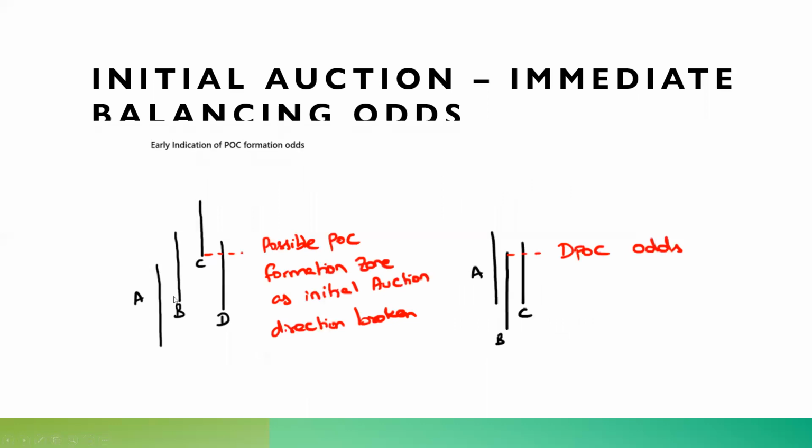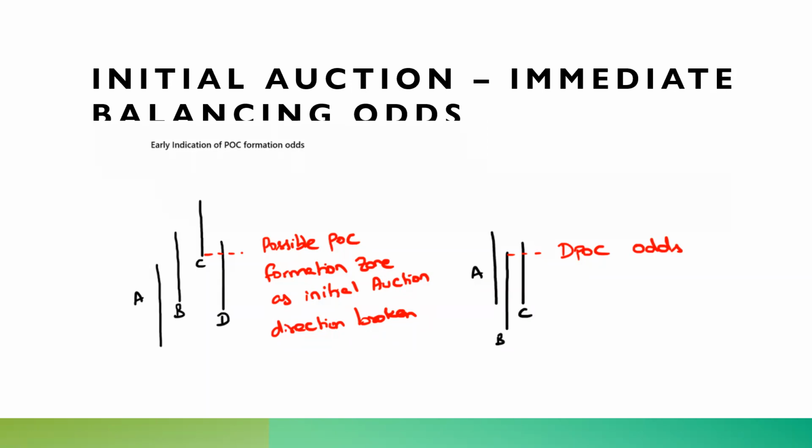So for the initial auction, if letters A, B, and C are going up, that is the initial auction up. If it is breaking down, that is a possible point of control formation zone, as the initial auction direction is broken. The faster the initial auction gets broken, the faster the point of control is likely to get confirmed. Such days have very high balancing odds.